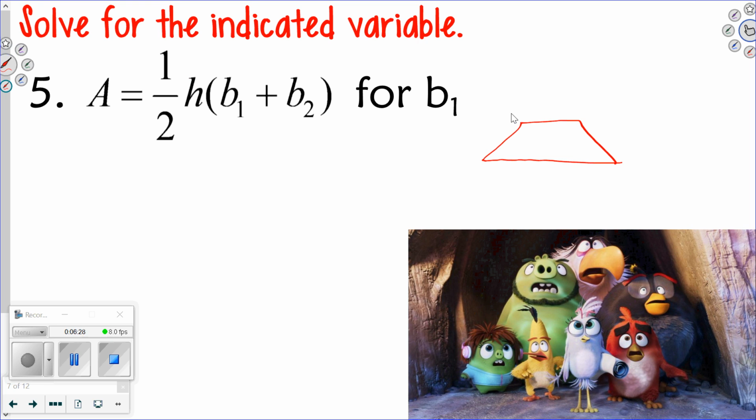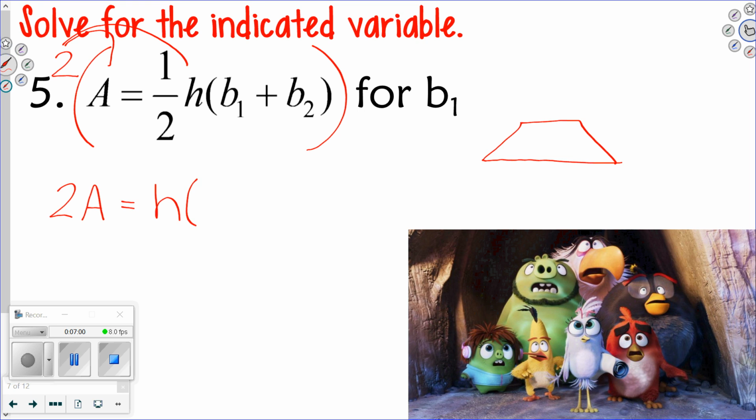But again, we're not doing geometry. We're just rearranging this. If I want to solve this for b1, first thing I see is a fraction. Let's multiply everything by 2. So 2 times A is 2A. And then when I do 2 here, 2 divided by 2 is 1, times 1 is 1, so I just have 1h. Do I distribute the 2 to the parentheses? No, we don't touch the parentheses.